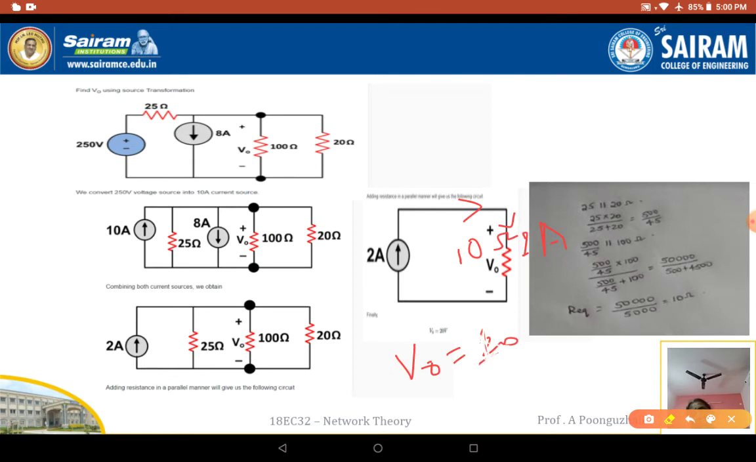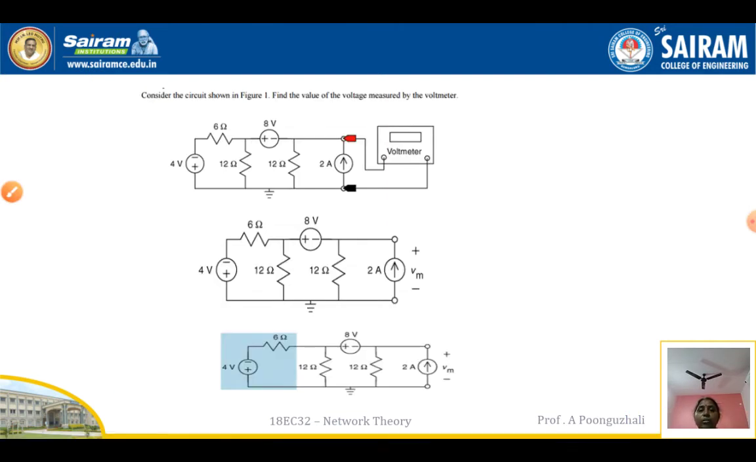So 2 into current is 2 and this is going to be 10. So the total voltage is going to be 20 volts there. So here the total output voltage across the 100 ohm resistance is going to be 20 volts.